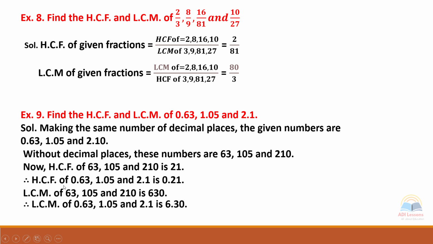So HCF of given decimal numbers 0.63, 1.05 and 2.1 is 0.21. LCM of 63, 105 and 210 is 630. Therefore LCM of 0.63, 1.05 and 2.1 is 6.30, that equals 6.3.